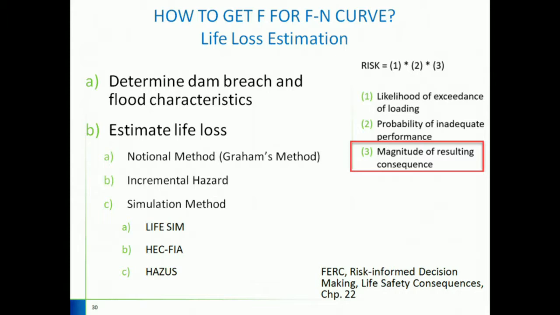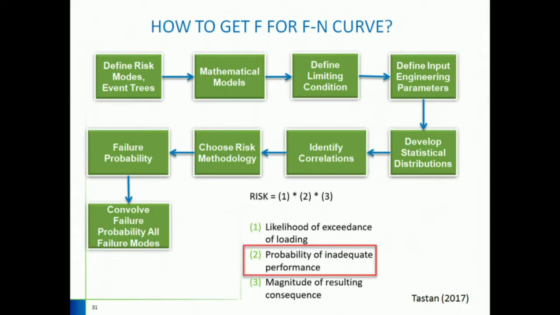So the second one, probability of inadequate performance. Here's a bit of a flow chart to get to this point. First, we define the risk modes. We come up with the event tree, right? The second is, for each event tree branch, we have to have a way of calculating the probability of failure. That's a mathematical model. And then what are you calculating the probability of failure for? What's the limiting condition? What are you trying to get to? Is it a slope stability? Is it a sliding analysis? Is it overtopping? And if it is one of those, what's the limiting condition? Well, how do you define failure is another way of putting it.